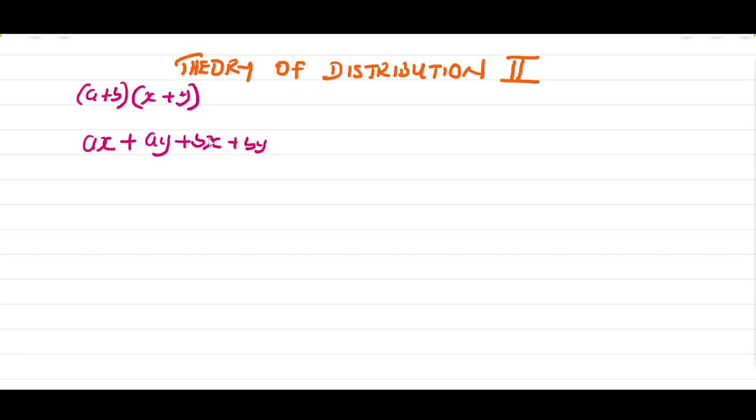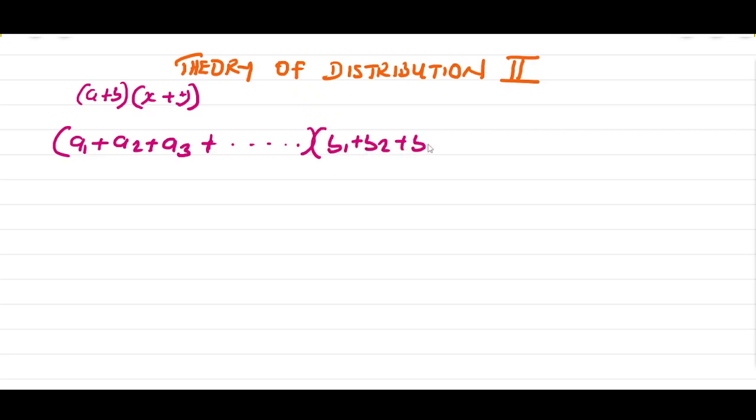But in this section, we're going to consider the case whereby we have the more general term. Say for the first bracket here, we have a sub 1 plus a sub 2 plus a sub 3, and then we have it up to, say, a finite number of terms. And then here we have b sub 1 plus b sub 2 plus b sub 3, and then we have it continuously. I have to multiply by, say, c sub 1 plus c sub 2 plus c sub 3.